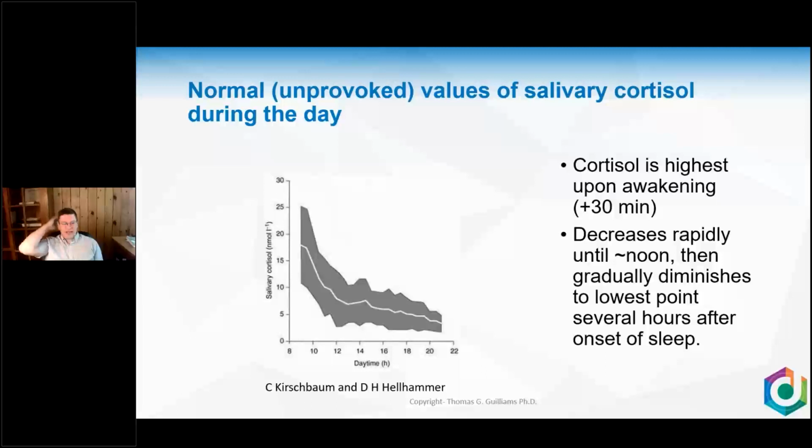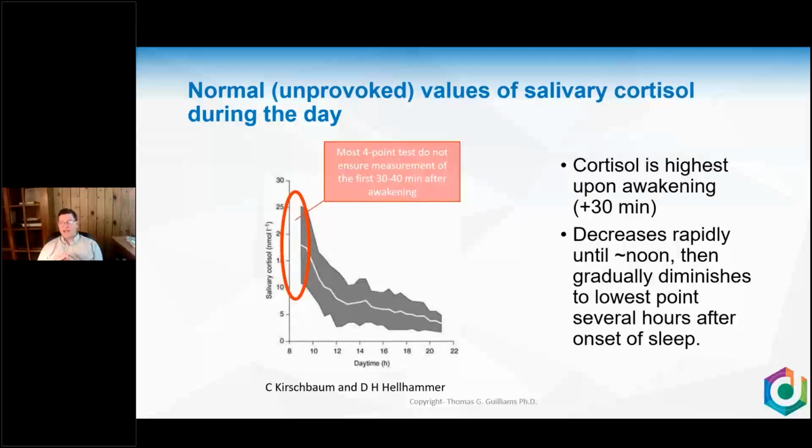If you did a 4-point salivary cortisol test and tried to capture what was going on during the day, you'd get something like this. I don't have time to get into why there's a little blip during lunchtime and sometimes even dinner, but carbohydrates will actually stimulate cortisol for a brief moment, and that's why you typically get these little bumps during lunchtime.